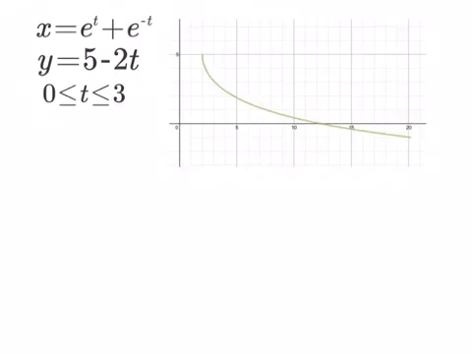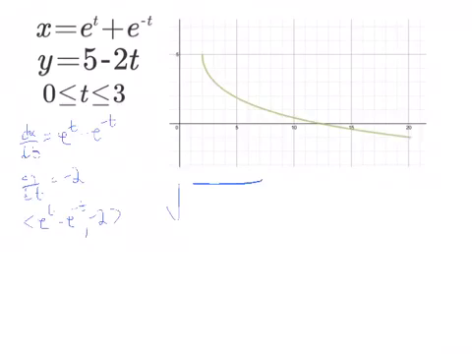So let's figure out the dx/dt and dy/dt. dx/dt is going to equal e to the t minus e to the negative t, and dy/dt is going to be negative 2. And so my velocity vector I could think of as just that: e to the t minus e to the negative t, comma, negative 2. And the magnitude of that vector is my speed.